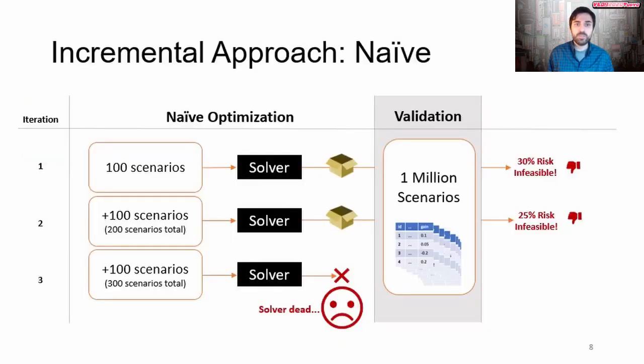The naive algorithm increases the number of scenarios used in the ILP incrementally, starting small. For instance, with 100 scenarios only at the beginning. Solutions are always validated against millions of scenarios. If a solution is infeasible, more scenarios are added. The problems with this approach are that each iteration becomes slower, and eventually there will be too many scenarios for the solver to handle anyway, and the algorithm will fail without producing any feasible solution.